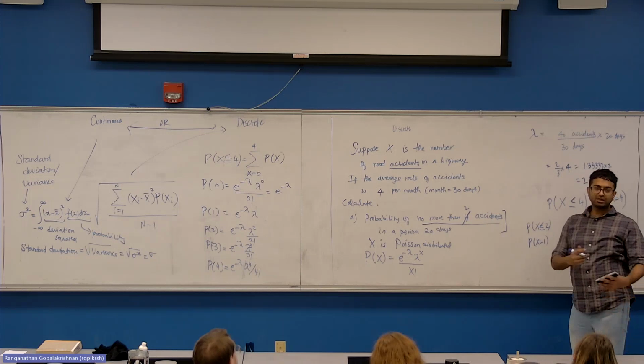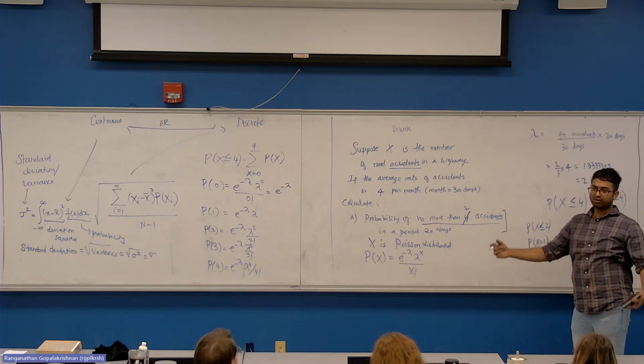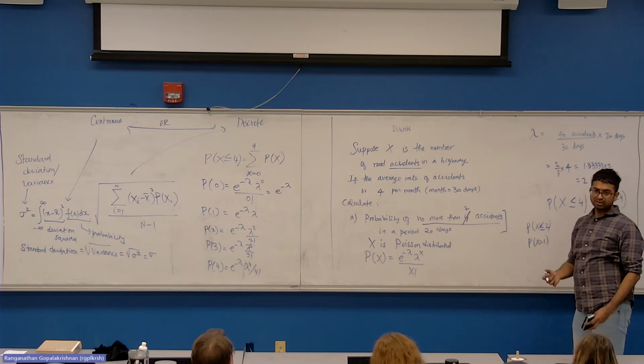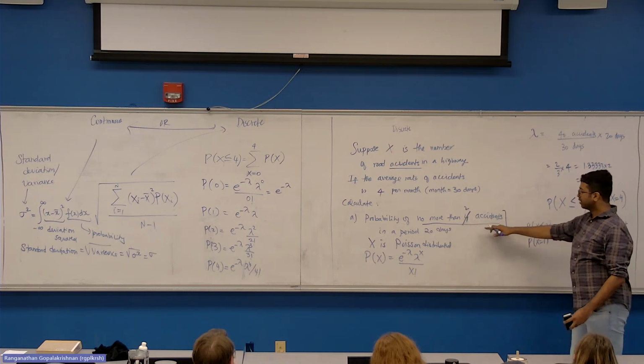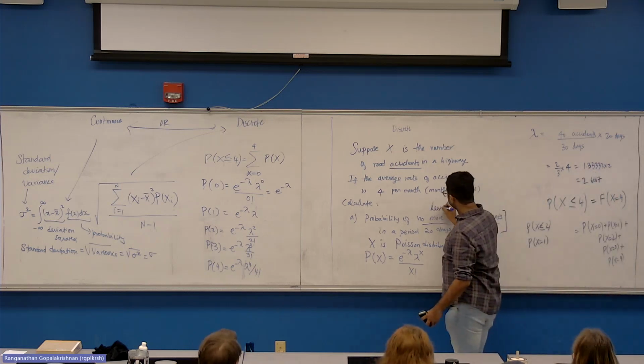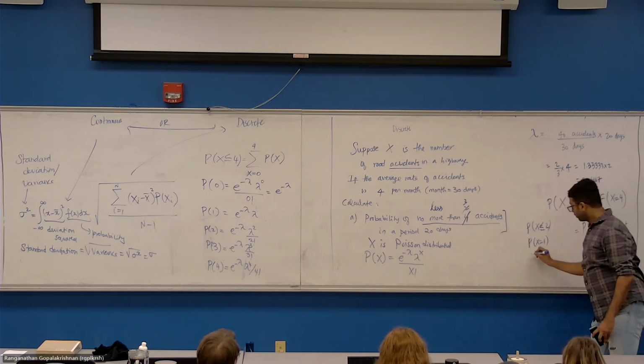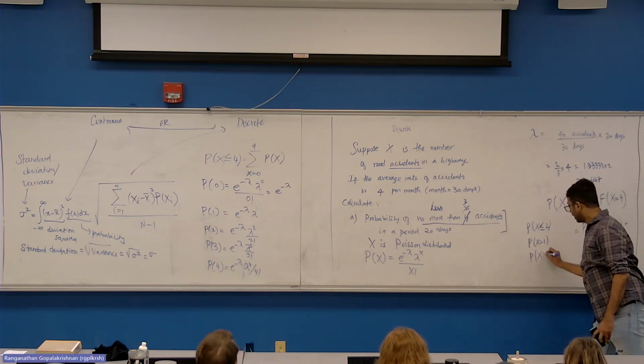And if you are the emergency vehicle driver planning your month, asking what is the probability of no less than 3 accidents, how will you translate it? No less than 3 accidents. Probability of x at least 3.